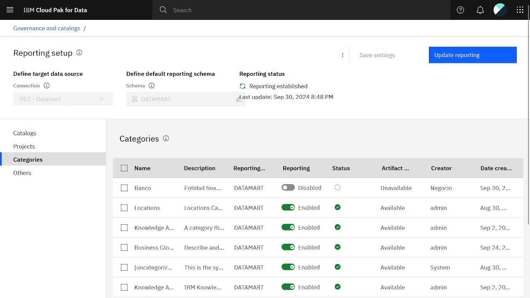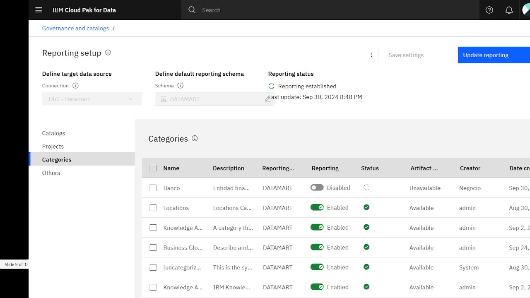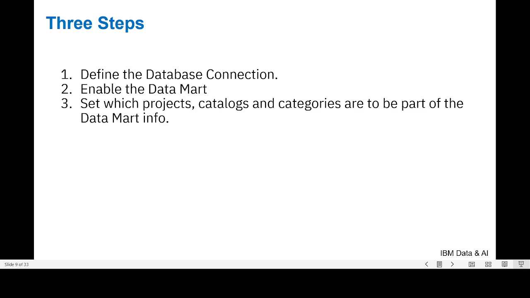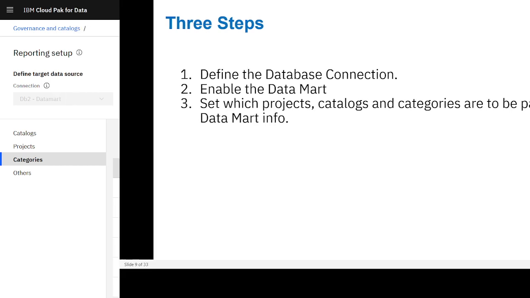Okay, and as the last part, the step 3 that you have to do is tell the owner of the projects and the catalogs if they want to be part of that data mart or not. So each project, catalog or category is owned by a data steward, by a person, and they have to tell if they are enabled. So let me show you that part.